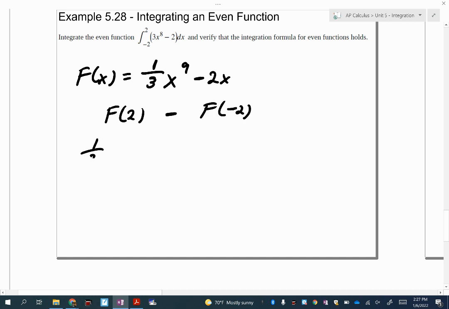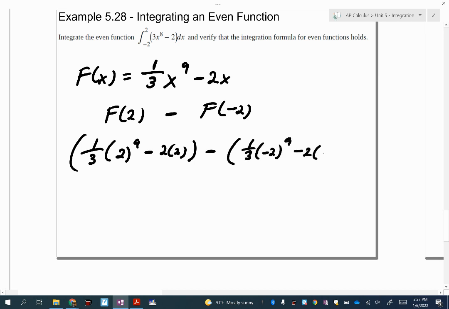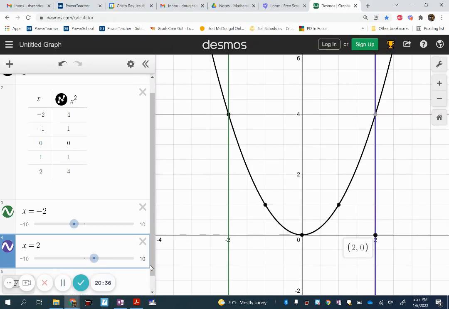All right, so I have 1/3 times 2 to the 9th power minus 2 times 2, whatever that is, minus 1/3 times negative 2 to the 9th power minus 2 times negative 2. Okay, so finding this will give me my area under the curve between negative 2 and positive 2 for this even function. All right, so let's type it in.